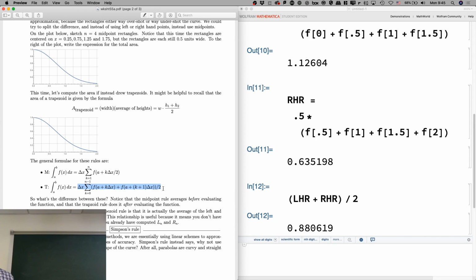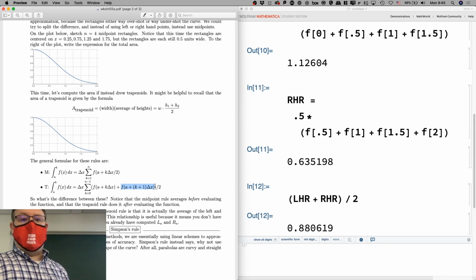What's the area of a trapezoid? The base times the average of the two heights. Okay, so what's one height? It's f of something. What's the other height? It's f of the next something. And then I divide by 2 to average them.